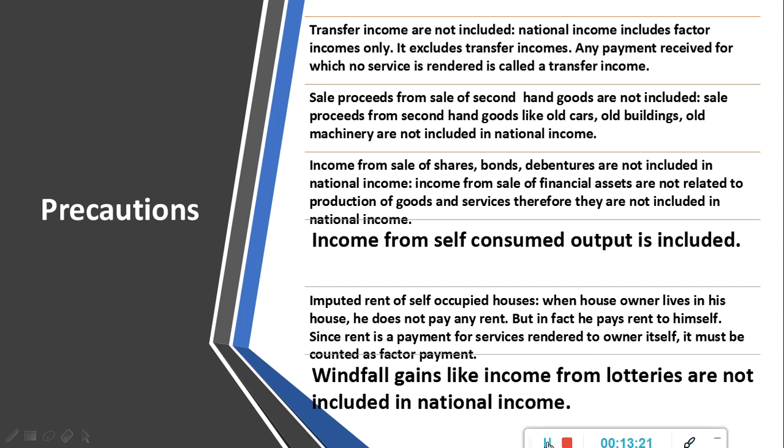Next, imputed rent of a self-occupied house is included in our national income. I've told you before also that there are two types of rent: actual rent and imputed rent. Imputed rent is paid by the owner of the house to himself, and that is included in the national income because we are assuming that the owner is paying rent to himself. Windfall gains like income from lotteries are not included in national income because these types of income are effortless and no inputs are used for it.